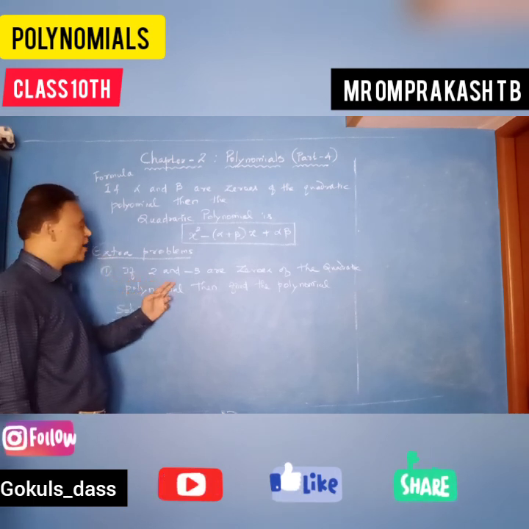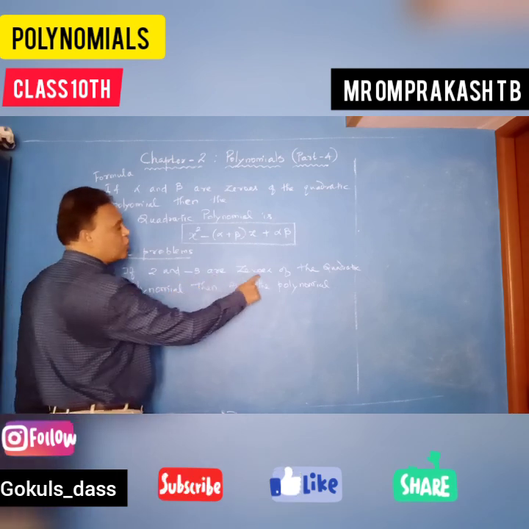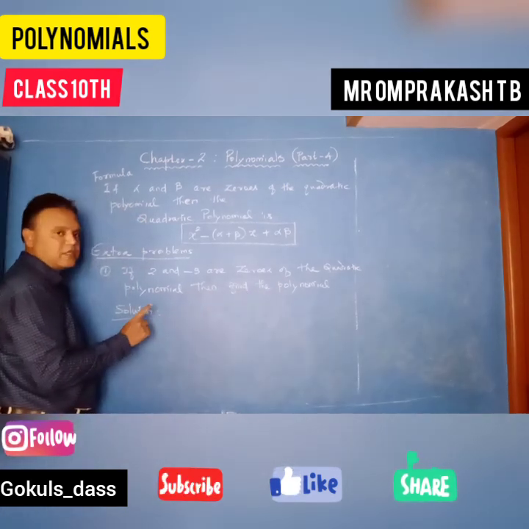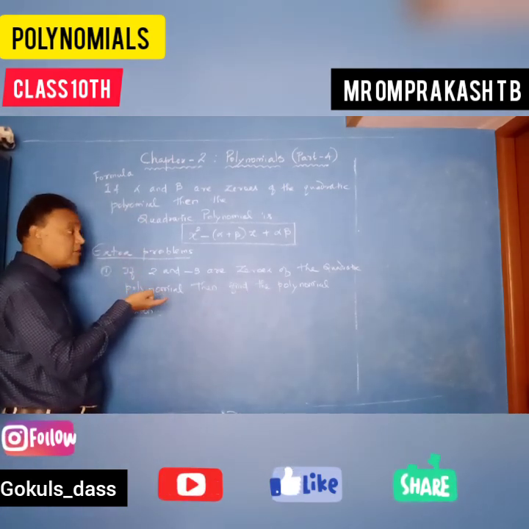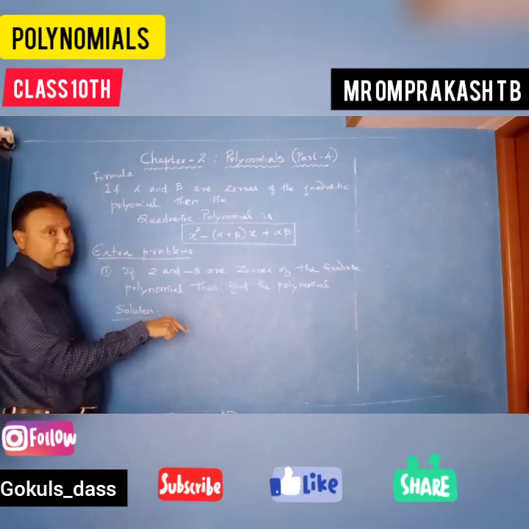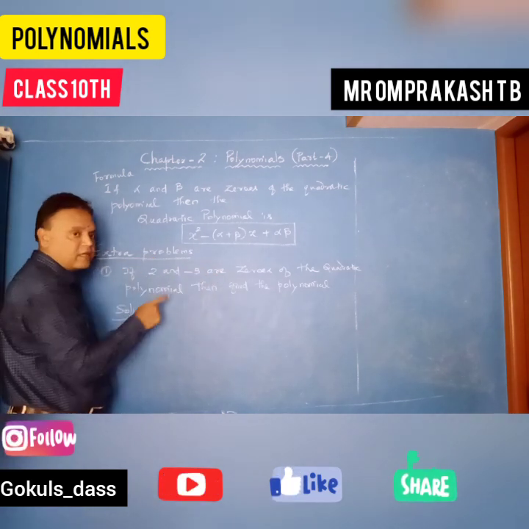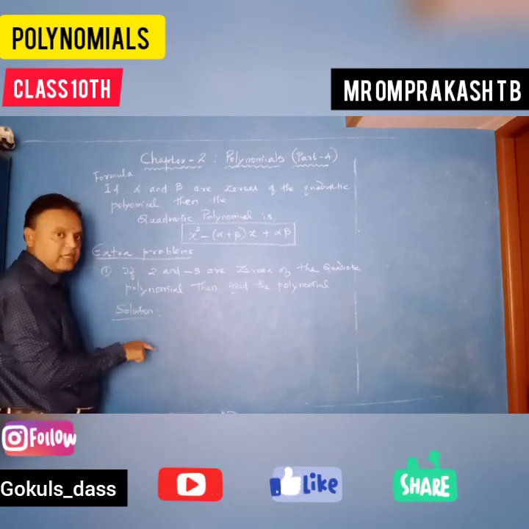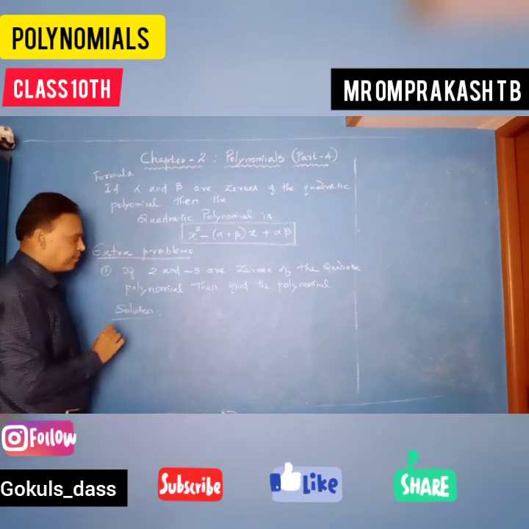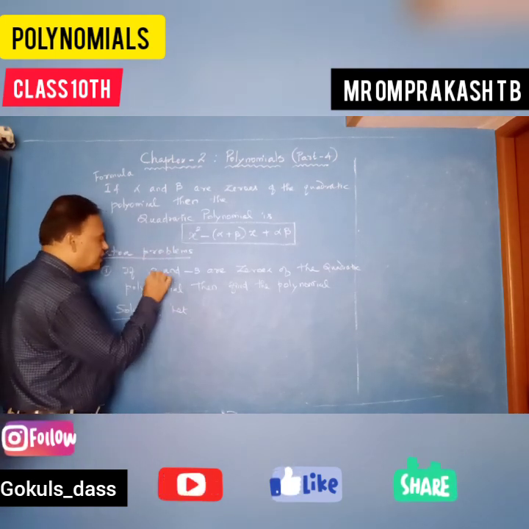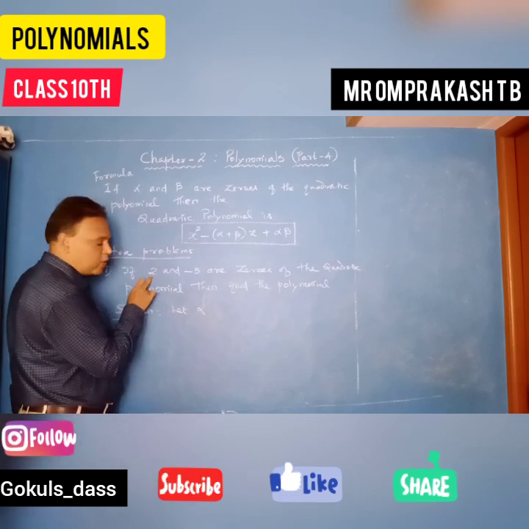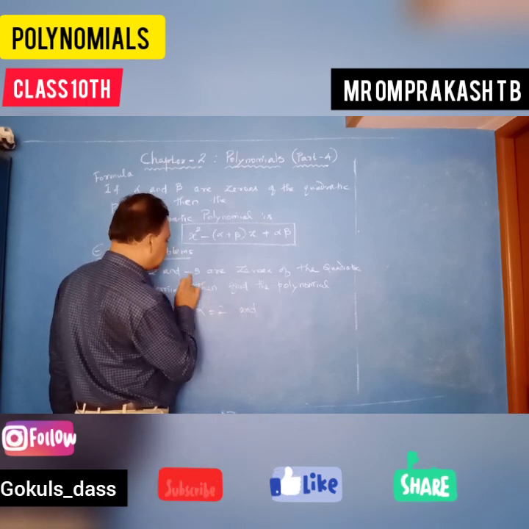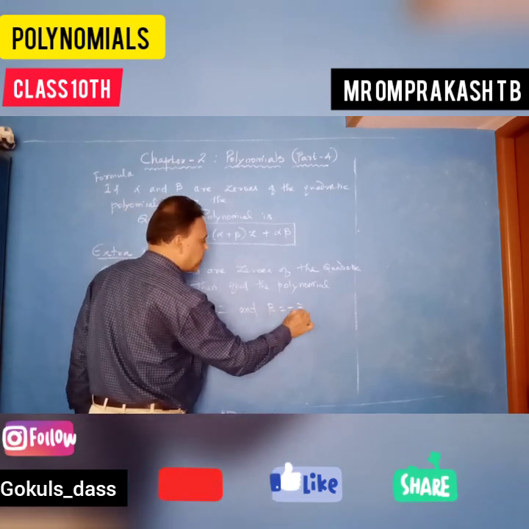If 2 and minus 3 are zeros of the quadratic polynomial, then find the polynomial. Previously, we saw that the sum of the zeros and product of the zeros were given directly in the problem. But here only the zeros are given. So what we have to do is first find the sum of the zeros and the product of the zeros, then apply the formula. Clear? Let us take 2 as one zero, that is alpha, and the other zero beta as minus 3.